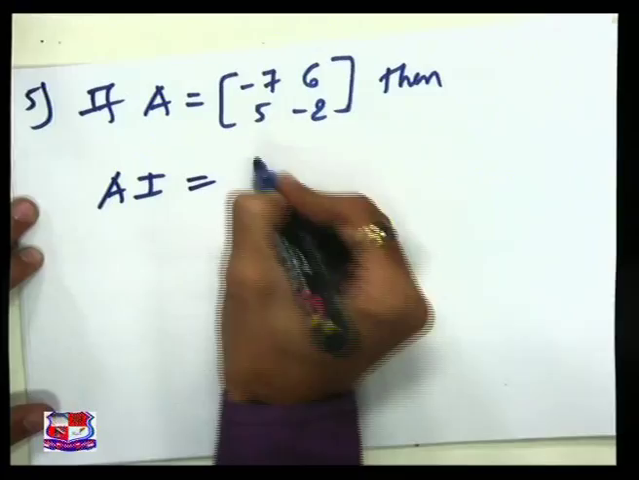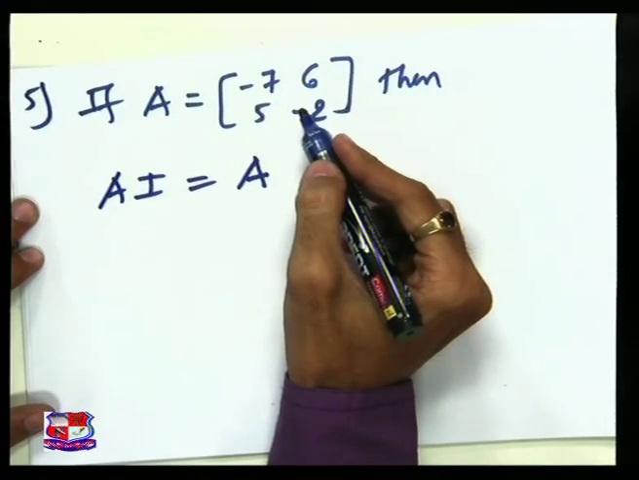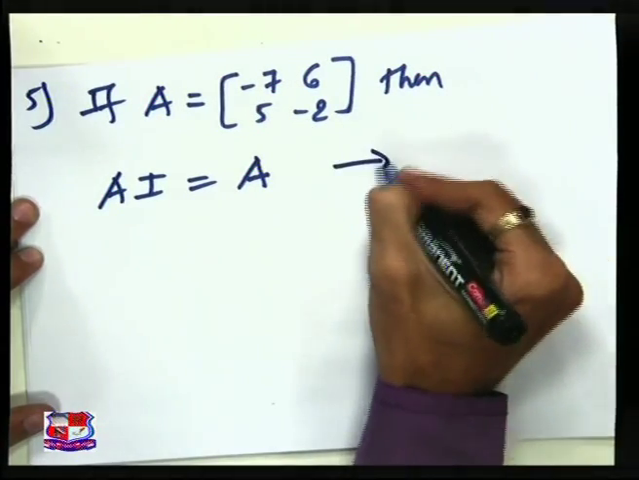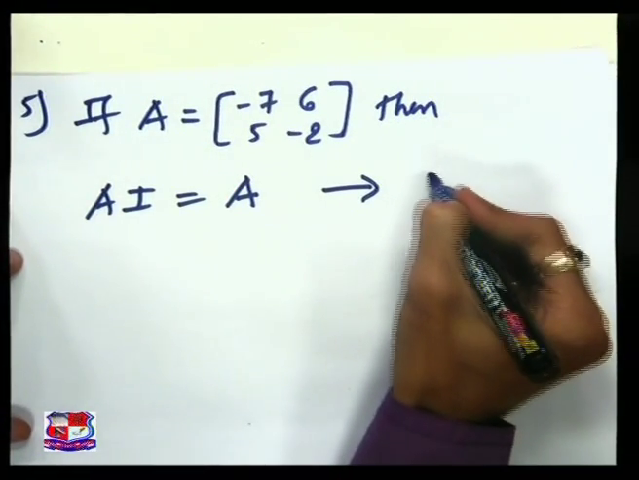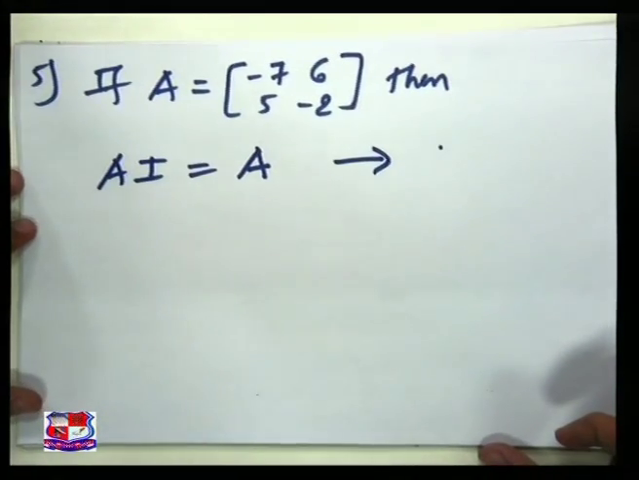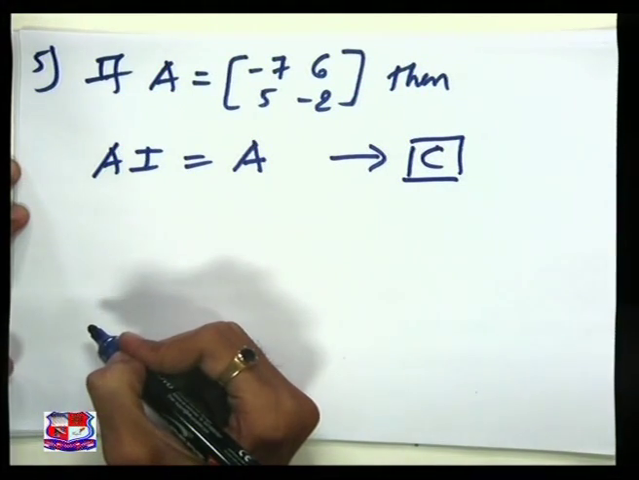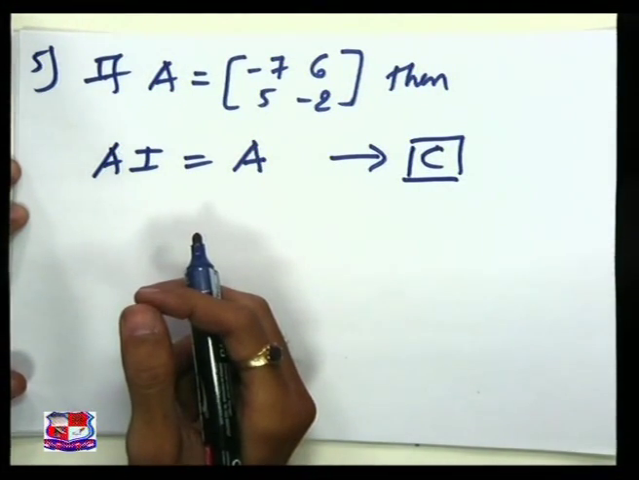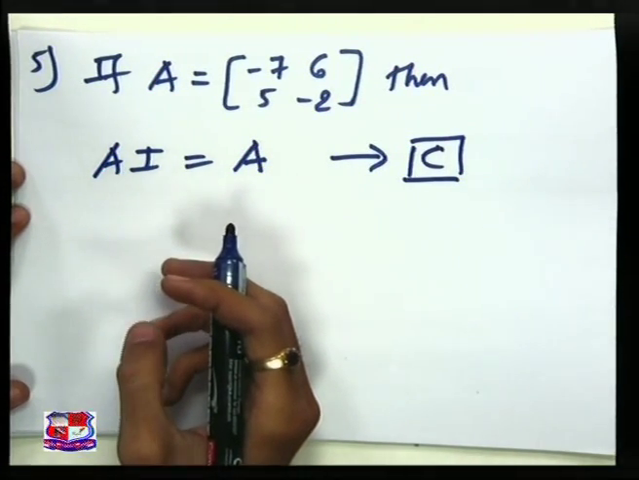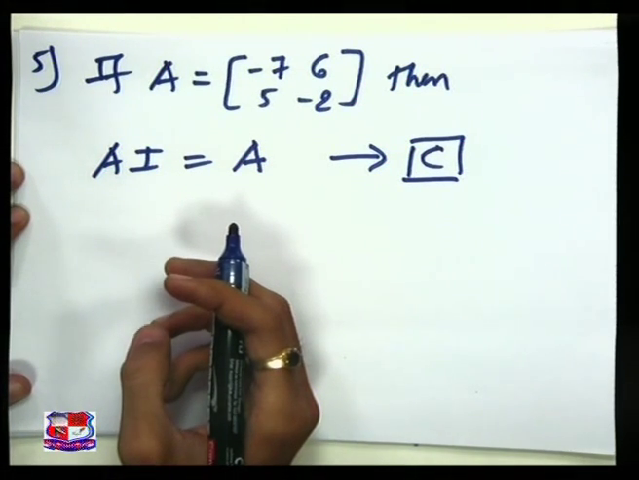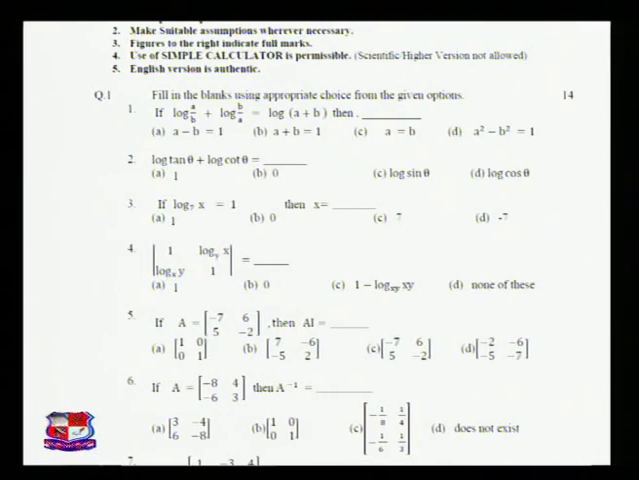So our answer is equal to A, and A is [-7, 6; 5, -2], which is given in option C. So our answer is C. This is the answer of the fifth one. That is the property of matrix: if we multiply any matrix with the identity matrix, or I can say the unit matrix, then A into I is equal to A for any matrix.